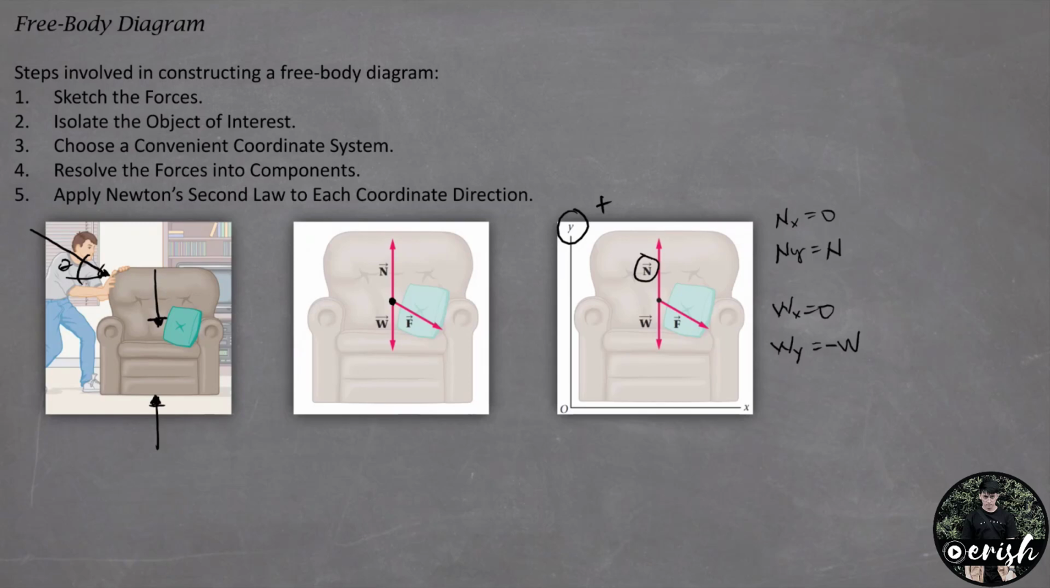And for the f naman, say, nandito yung kanyang angle. For f sub x, this is f cosine theta. And for f sub y, this is negative f sine theta. Again, bakit naging negative? Kasi yung upward na y, ito yung positive direction. Since pababa ito, ayan siya. Ito yung f sub x and ito yung f sub y. Pababa yung f sub y. So, opposite sa positive direction. And for the 5th step, i-apply na yung second law of motion.